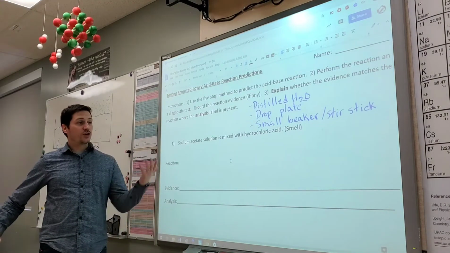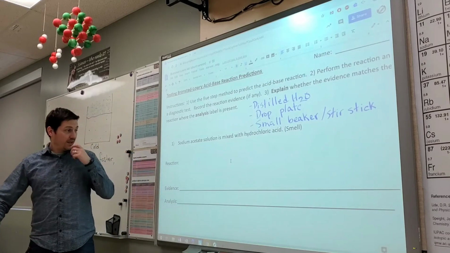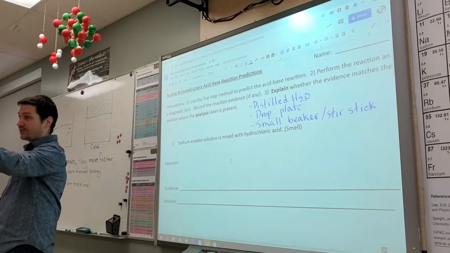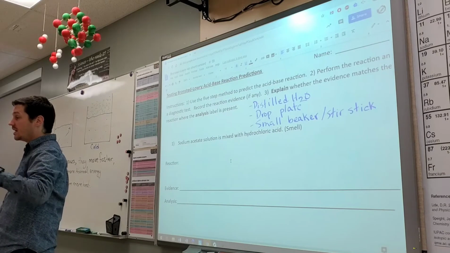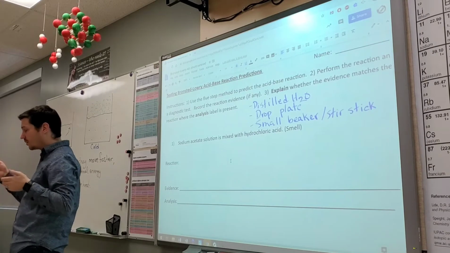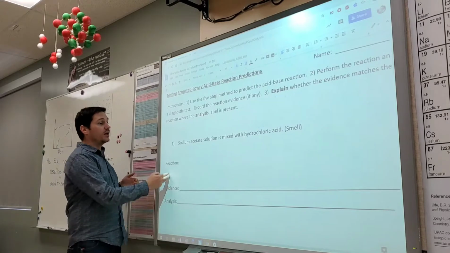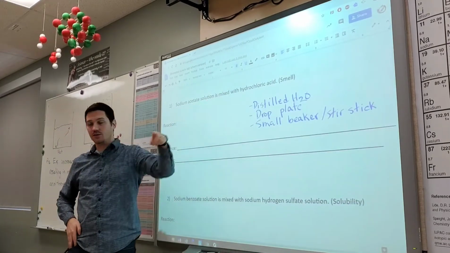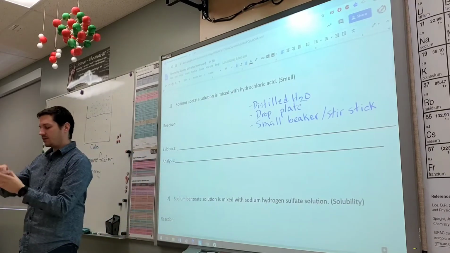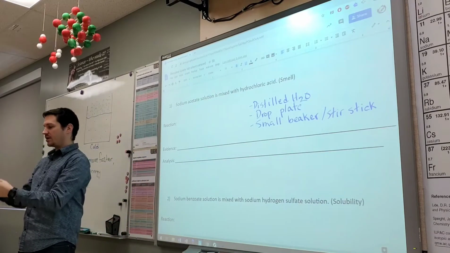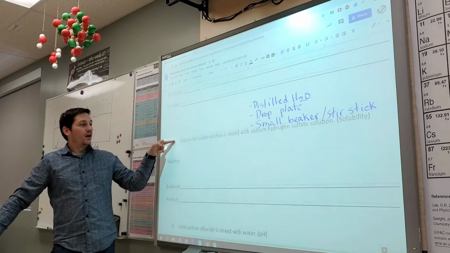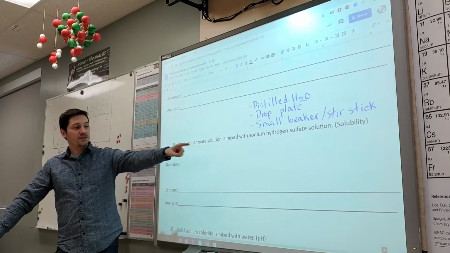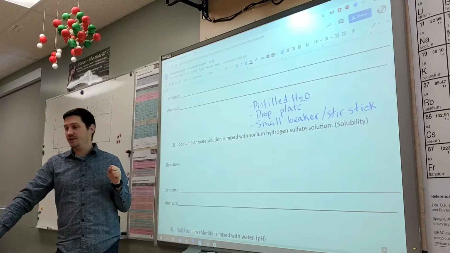Okay, so let's go through really quickly what we're going to do. In the first test, there's a spot out there at the lab bench that's named station number 1. And so when you look at station number 1, you need sodium acetate solution and hydrochloric acid. You put a little bit of the first one, a little bit of the second one, and try and smell it. See what happens. For the second station, sodium benzoate solution is mixed with sodium hydrogen sulfate solution.